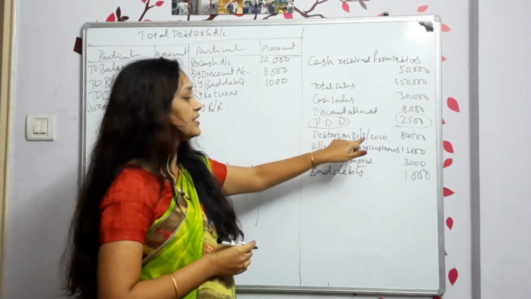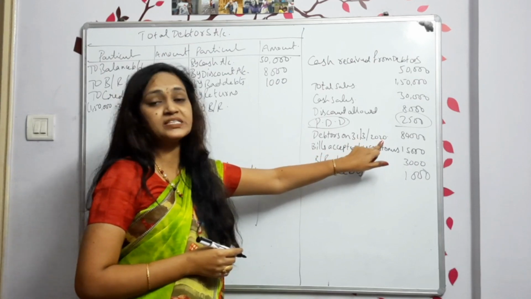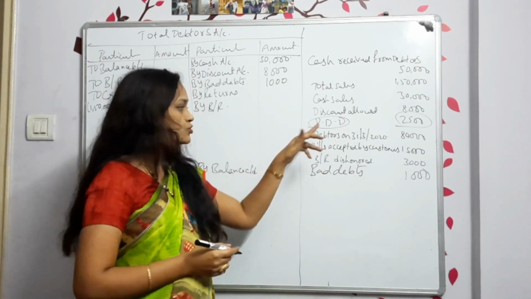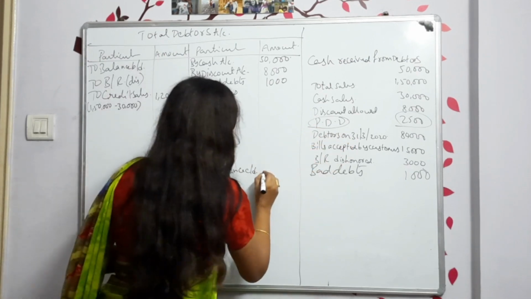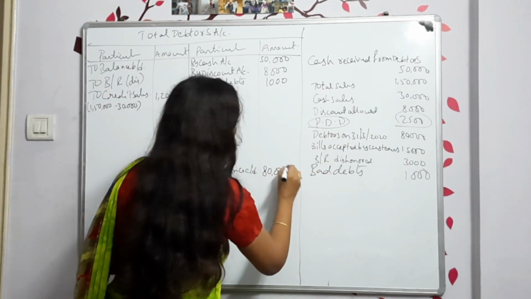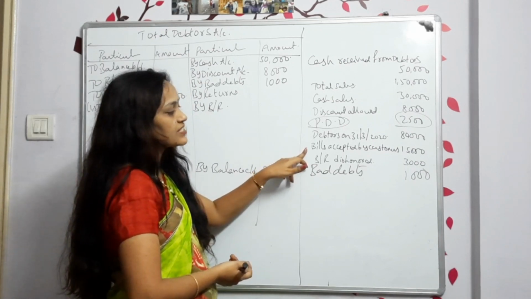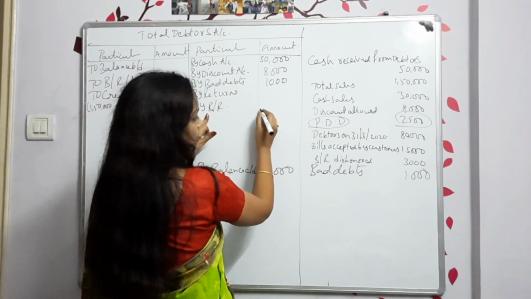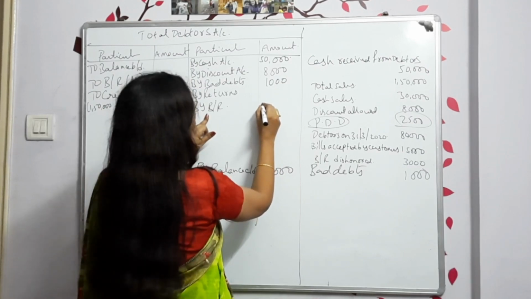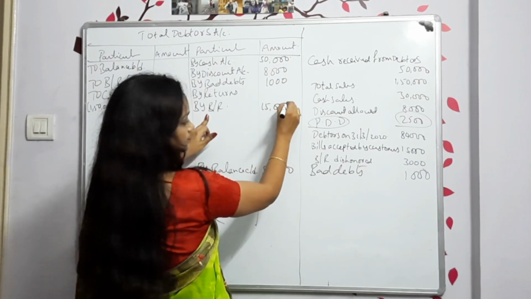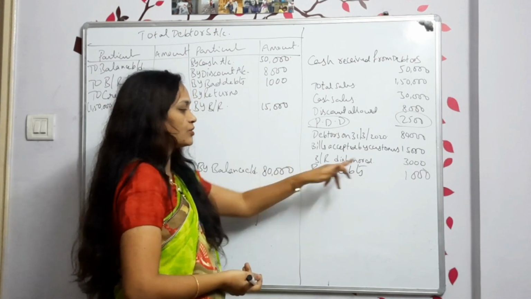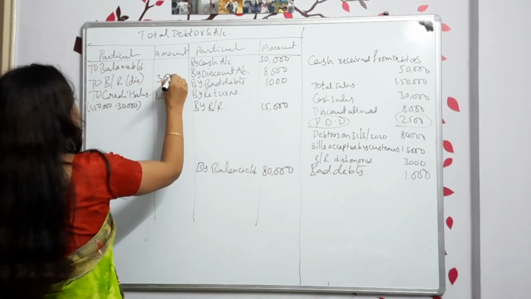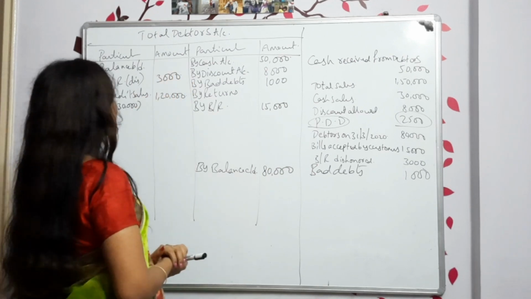Next, debtors on 31/3/2020, that means the end of the year. If it were the first, 1/4 would come, but they mentioned 31/3/2020, so this is the closing balance. Next, bills accepted by the customers, that means new bills. How much? New bills were 15,000. Bills dishonored is 3,000.